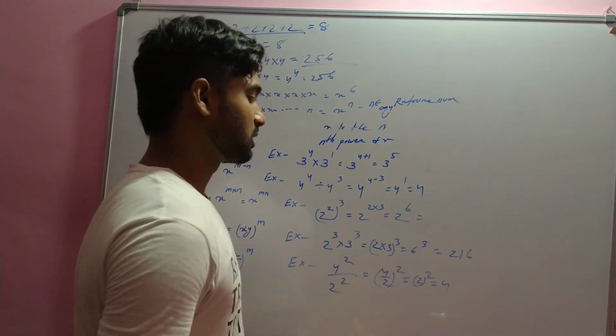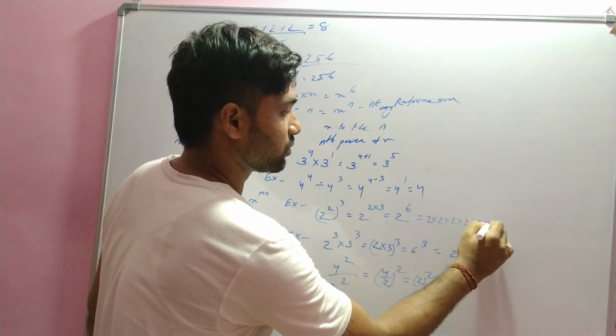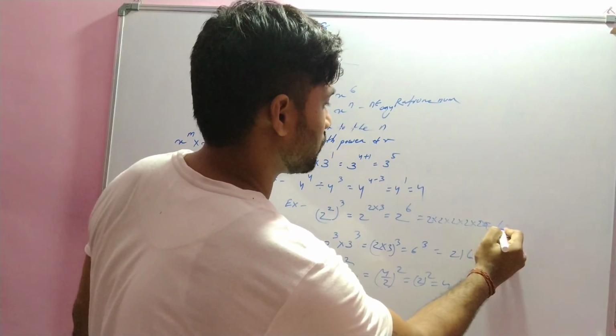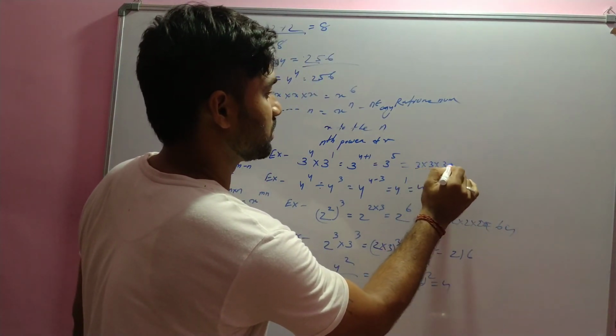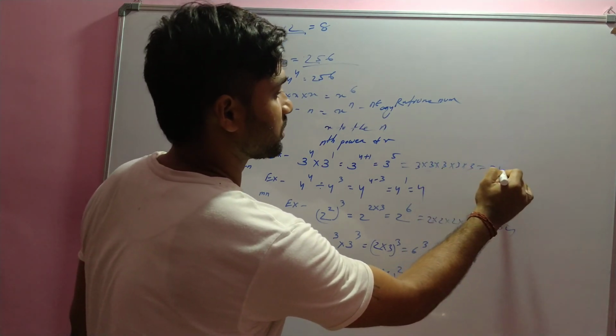2 to the power 6: 2, 4, 8, 16, 32, 64. Similarly, 3 into 3 into 3 into 3 into 3: 9, 27, 81, 243. Okay.